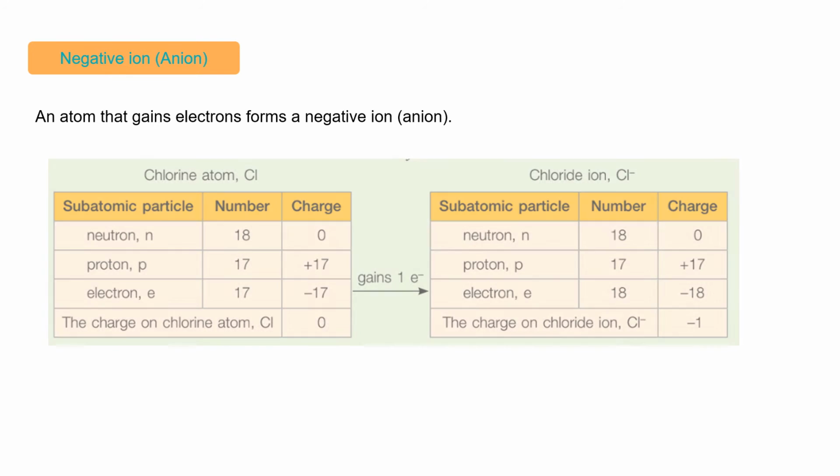Next, we go to negative ion, or we call it anion. An anion means an atom that gains electrons to form a negative ion. For example, this is the formation of chloride ion. If you can see here, basically, it is a chlorine atom. So when it gains one electron, it becomes chloride ion. So I hope that you still remember what you have learned in Form 1. Next, let me move on to the radiations.